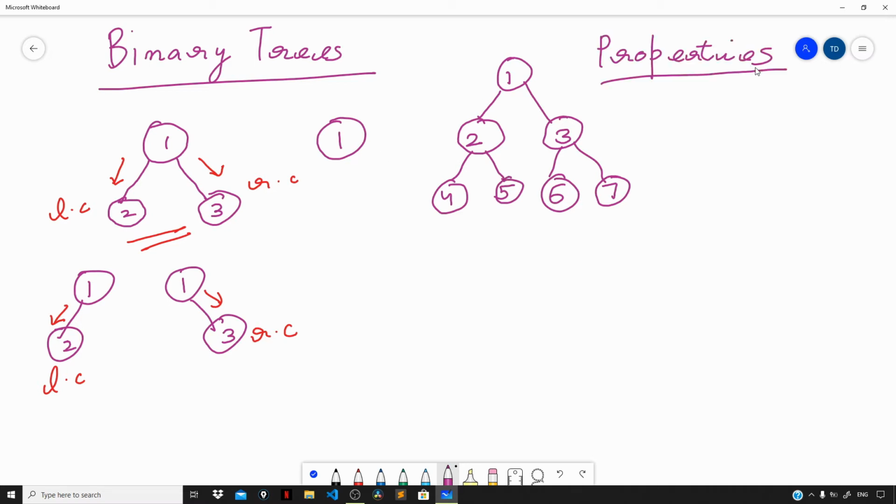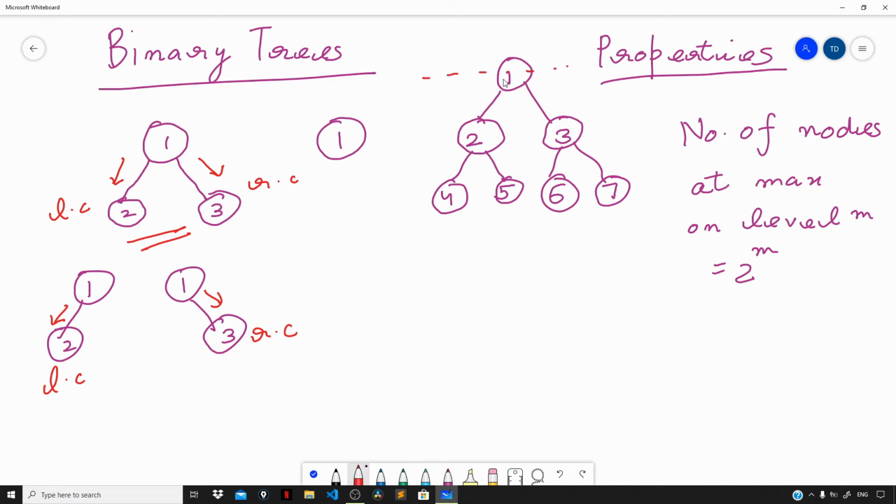Now the very first property is that the maximum number of nodes at a level m of a binary tree is 2 raised to the power of m, which means that the number of nodes at max on level m of a binary tree is 2 raised to the power of m. Now let us understand this with the help of this binary tree.